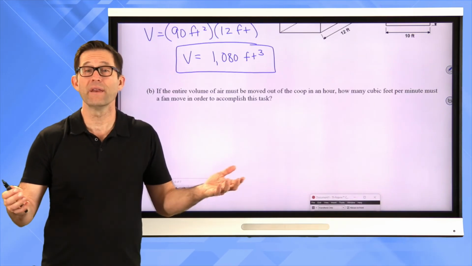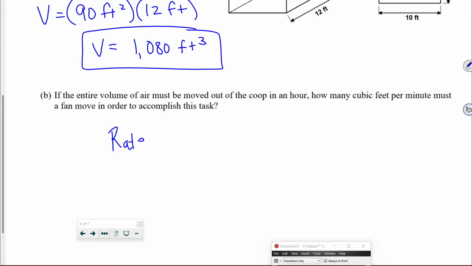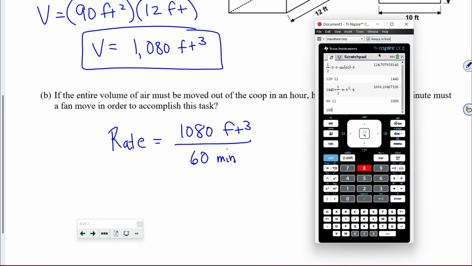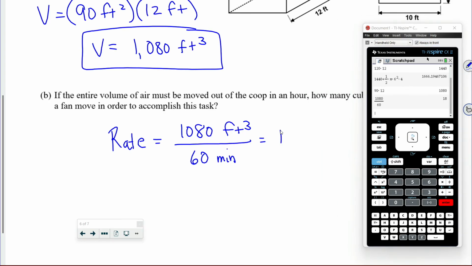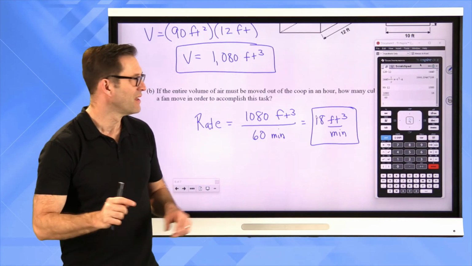All right, well, the rate is going to be simply the volume divided by the time. So the rate is going to be 1,080 cubic feet per 60 minutes. And now we just divide. Anytime we have a rate, we're just dividing a quantity by a certain amount of time. And we're going to find that we have to move 18 cubic feet per minute. And that's it. Awesome. Let's wrap this up.